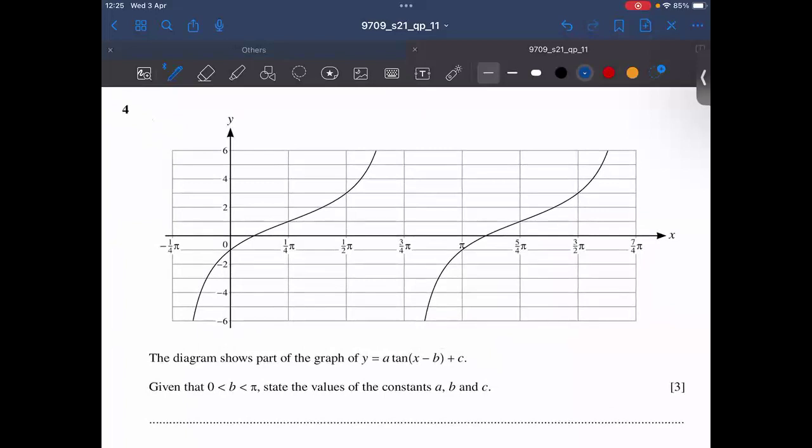We have C is going to be what? Okay, the graph doesn't pass through the origin. It has been shifted towards the right. You know, for the graph of y equals tan of x, it passes through the origin. Agreed?